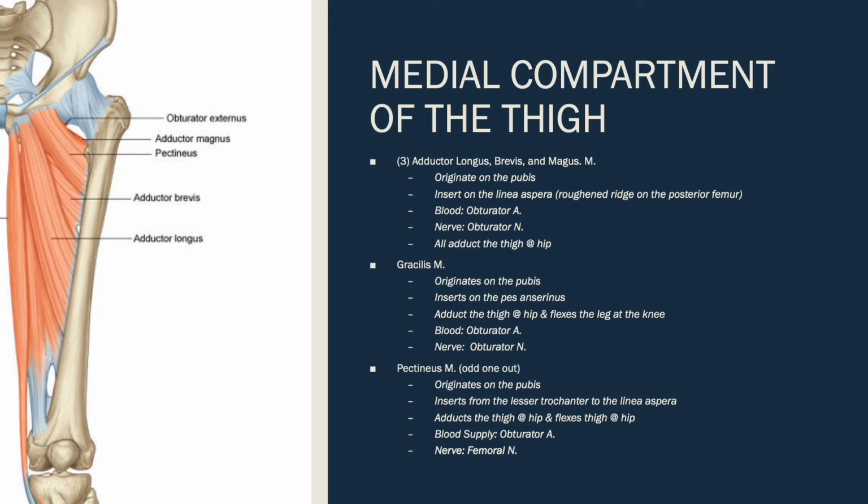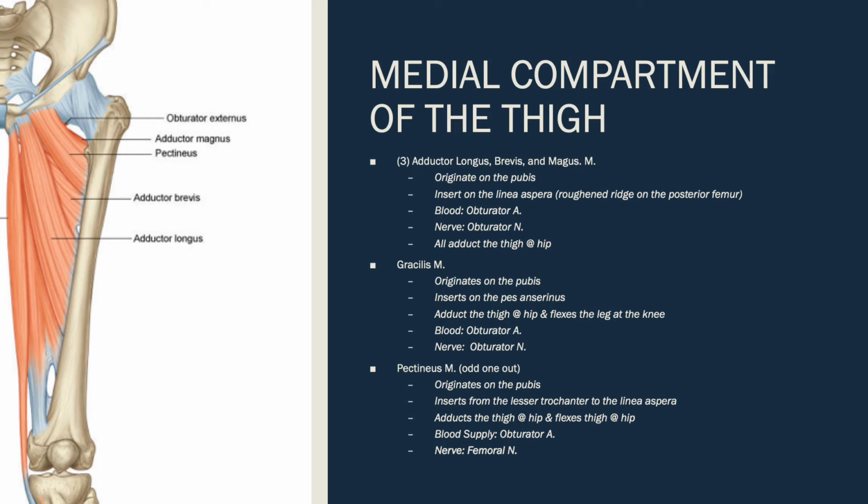Let's talk about the medial compartment of the thigh now. The first three muscles we'll talk about are the adductor muscles, called adductor longus, adductor brevis, and adductor magnus. They all originate on the pubis and insert on the linea aspera, which is a roughened ridge on the posterior femur. Their blood supply is the obturator artery, and their nerve is the obturator nerve. All will adduct the thigh at the hip.